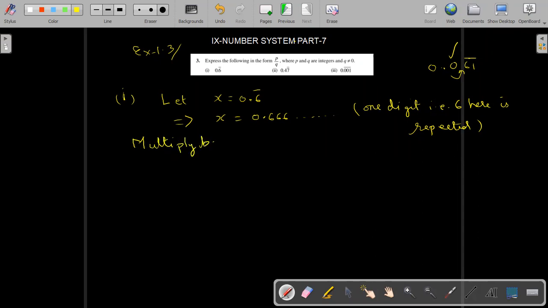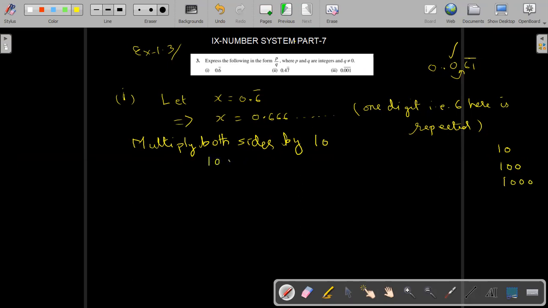So we multiply both sides by 10, because one digit is repeated. Two digits repeated, multiply both sides by 100. Three digits repeated, multiply by 1000. The number of zeros matches the number of repeated digits. Okay, so both sides we are multiplying by 10.